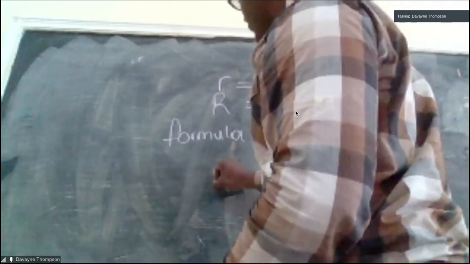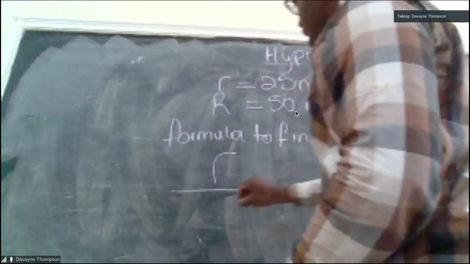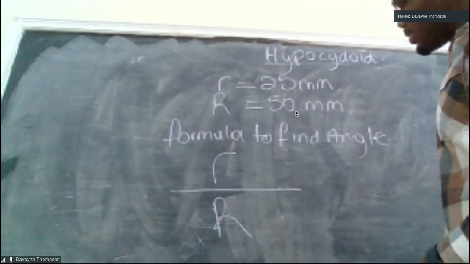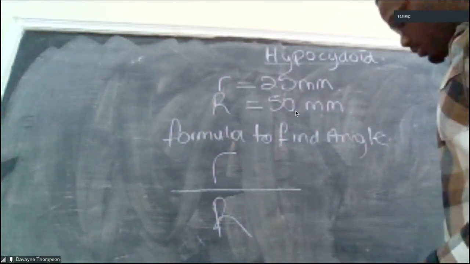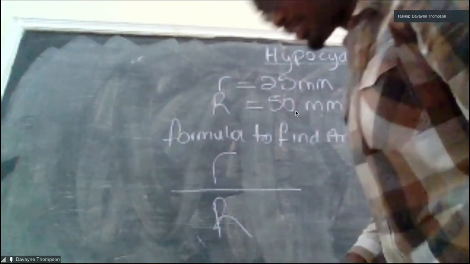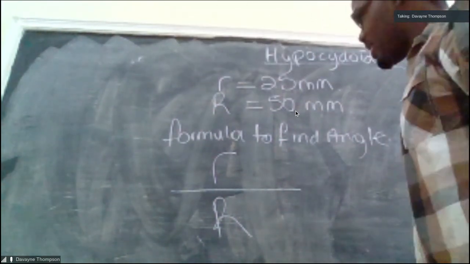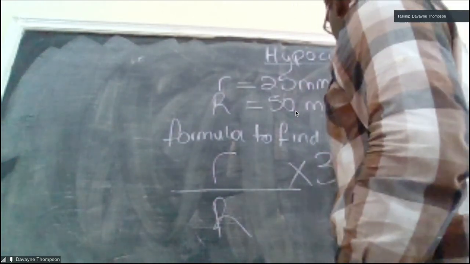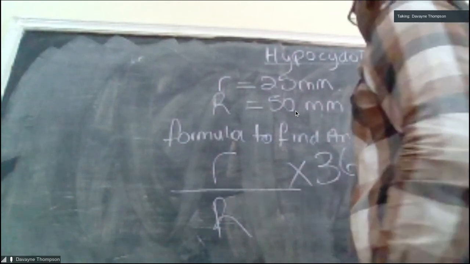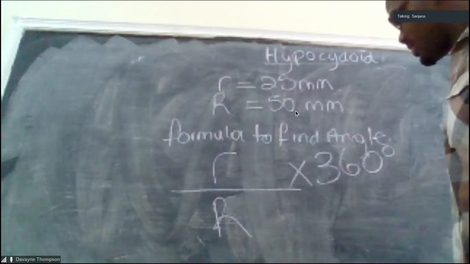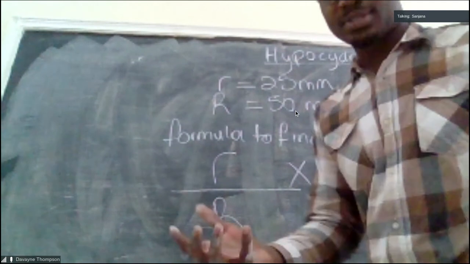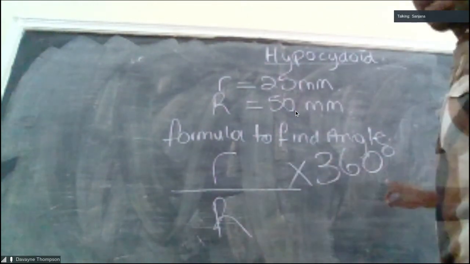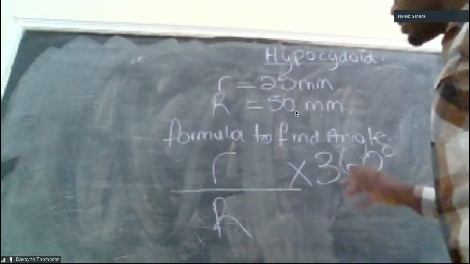Wouldn't it be r divided by large R multiplied by what? Come on guys, you should be revising. Anybody remember? 360? 360 degrees. Excellent, Sanjana. So r divided by large R multiplied by 360 degrees. If you didn't have this formula, please take it out for me.